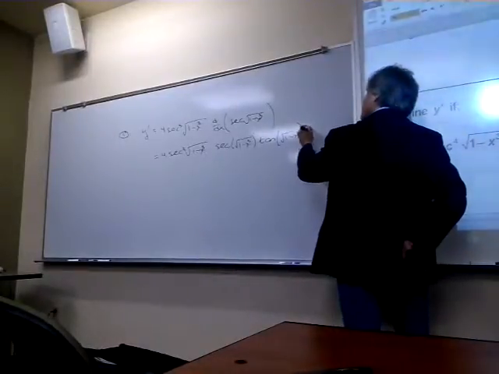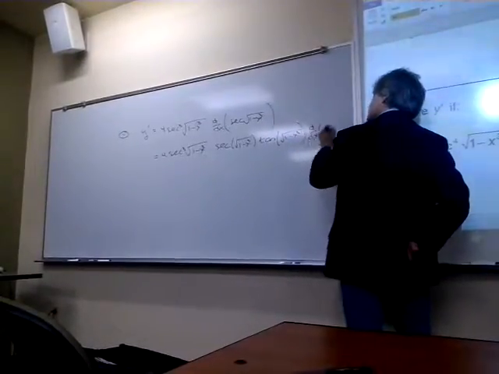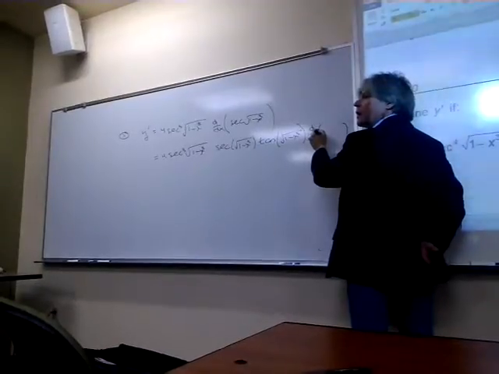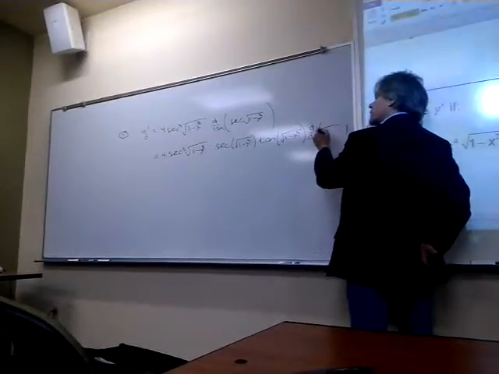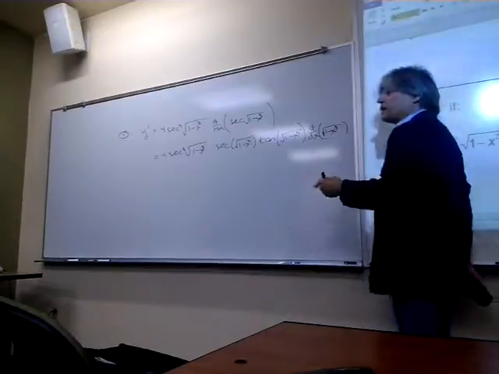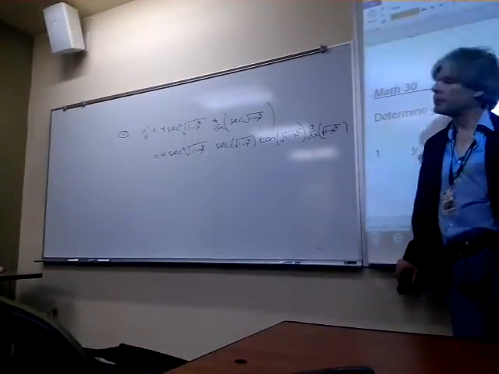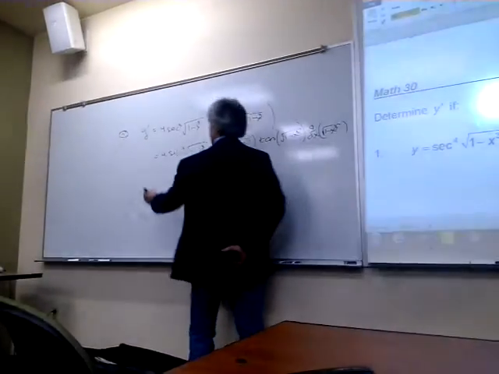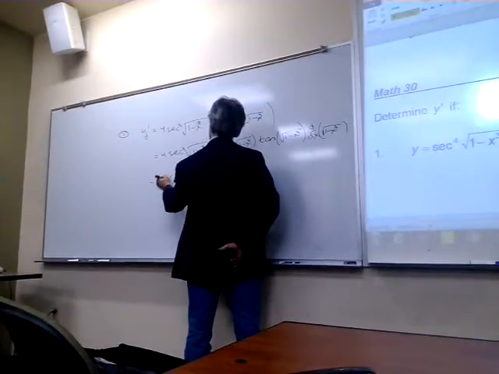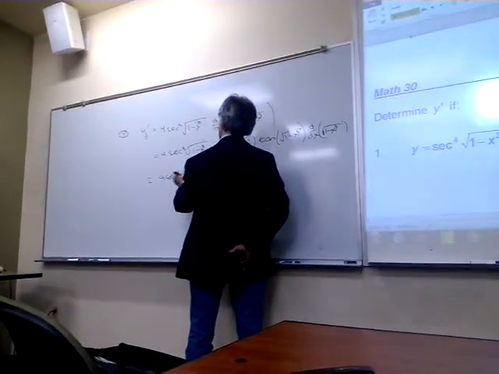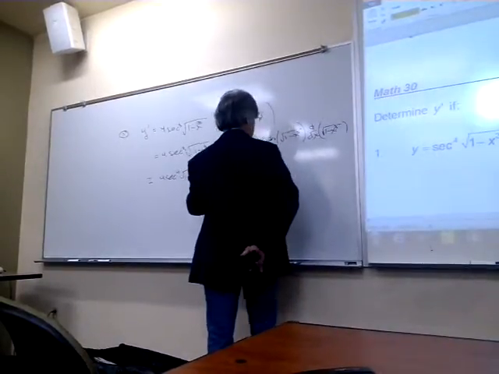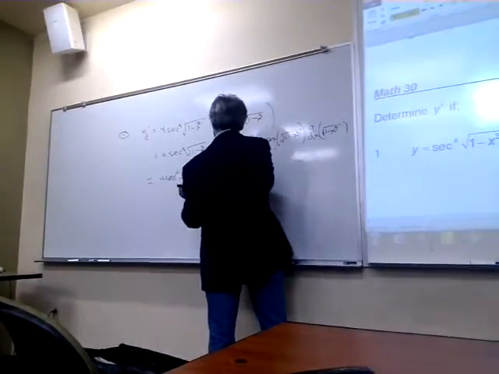And I'm going to multiply by the derivative. Is that 1 minus x cubed? No, it's the square root of 1 minus x cubed, because that's what I was actually taking the secant of, which is the most previous function I differentiated. Let's keep going. I guess that gives me 4 secant to the fourth of root 1 minus x cubed times the tangent of root 1 minus x cubed.